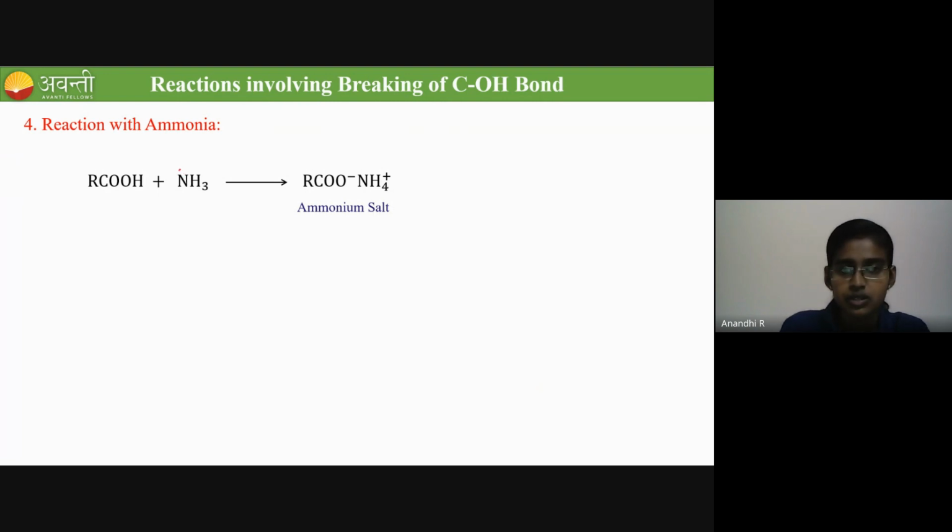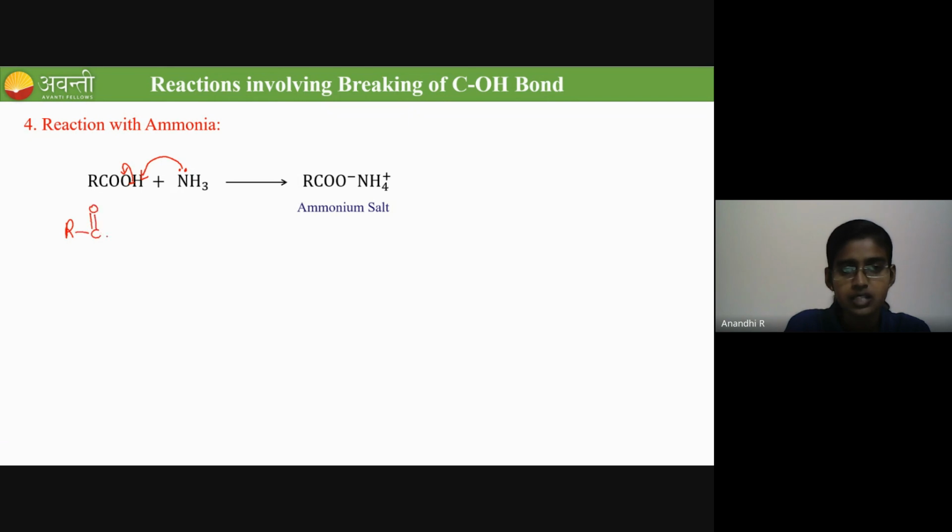Nitrogen has one lone pair of electrons. It goes and attacks this H plus. So here the O-H bond cleaves and the electrons go to O. So basically RCOO minus and NH4 plus ion you are getting. Okay. So can you understand? I'll just write it for you.